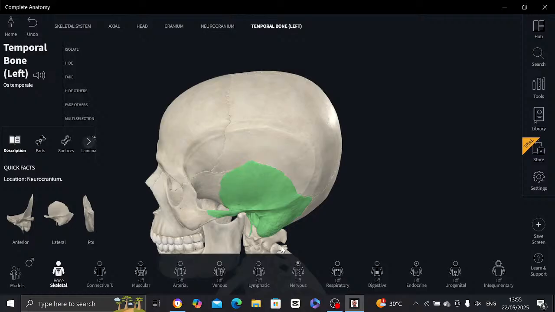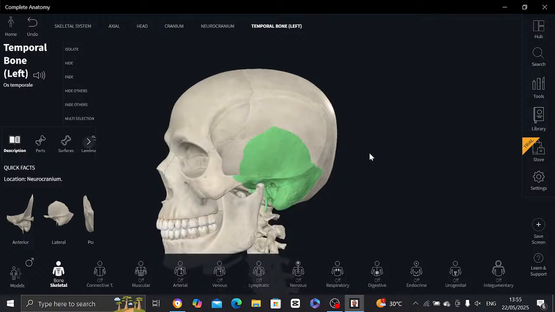So the temporal bone forms the side of the skull. We call it the temple. That's why it's called the temporal bone. So the temporal bone forms the temple. So it has the squamous parts, or the flat parts.